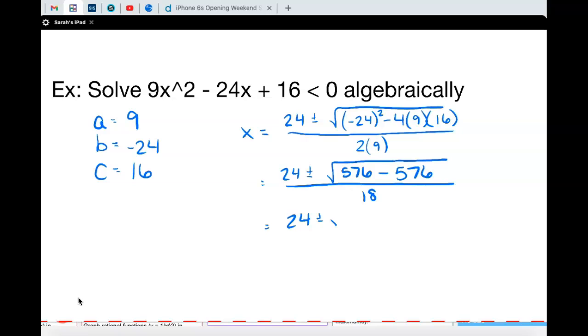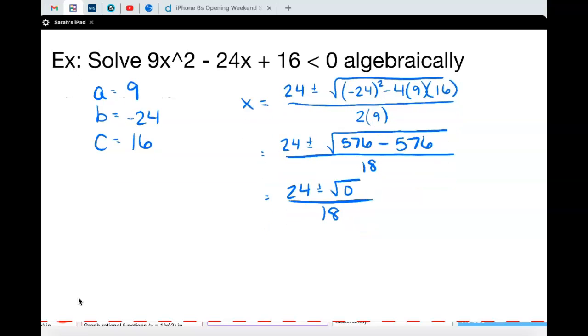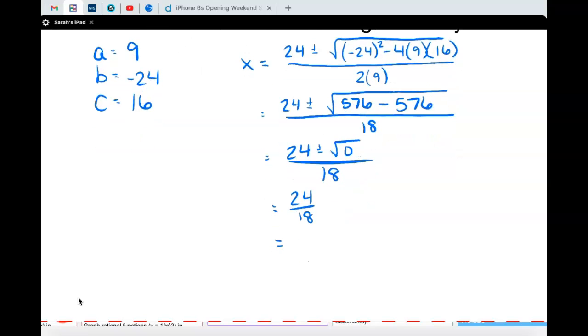Okay. So basically I have the square root of 0, so plus or minus 0 is not doing anything. We just have 24 over 18, which simplifies: 12 over 9 is going to be 4 over 3. Right? So we got one solution in this case, which doesn't happen very often, but it can happen.